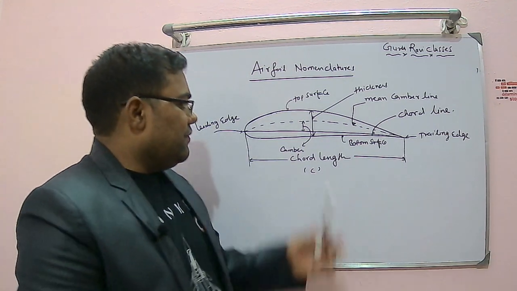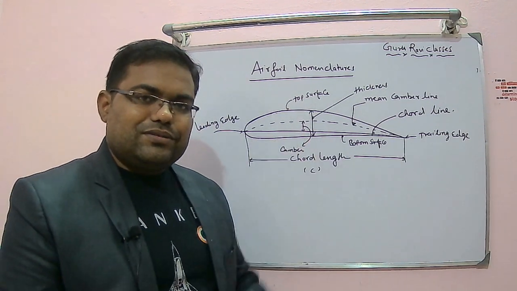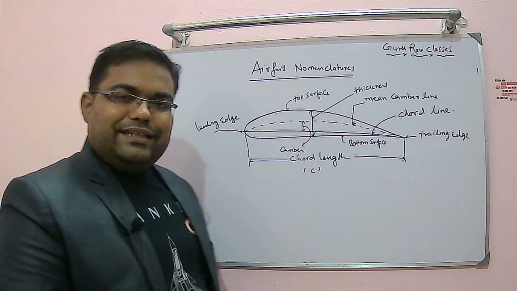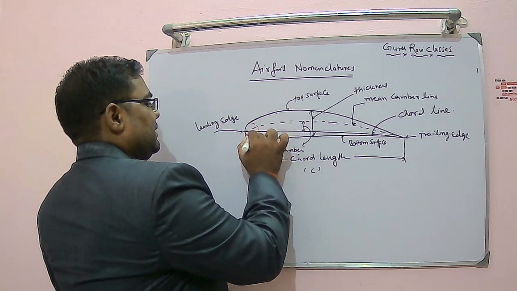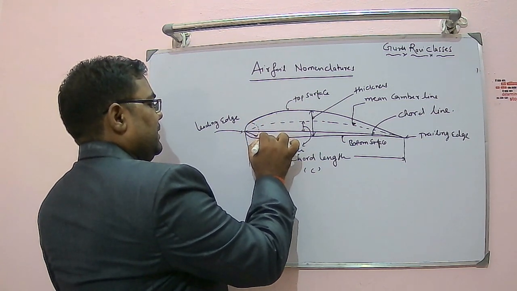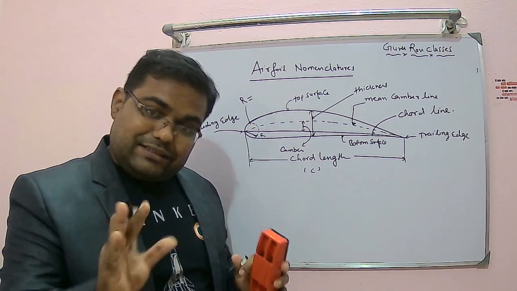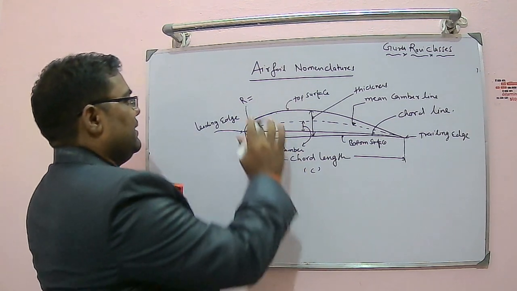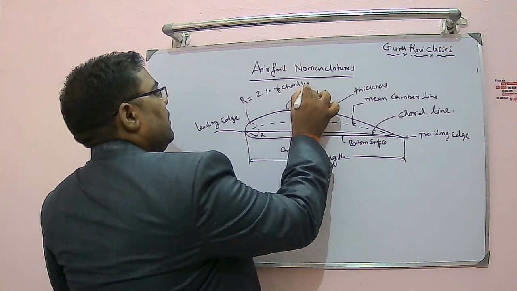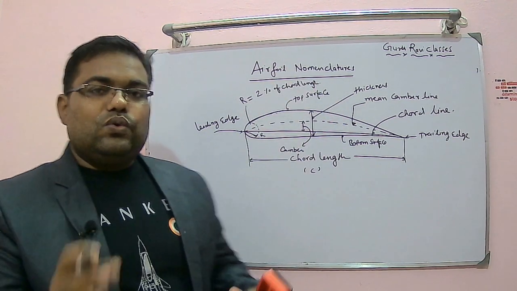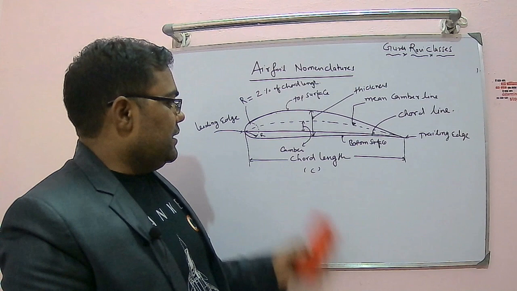So thickness is also defined, camber is also defined. We know the top surface and bottom surface. The top surface is more curved, the bottom surface is almost flat. And if you look at the leading edge, it is the curved one. So a curve will have a radius, this radius that I am talking about. Leading edge usually will be curved, and the curved leading edge has a certain value. The leading edge radius is 2% of the chord length usually considered. This is the chord length.